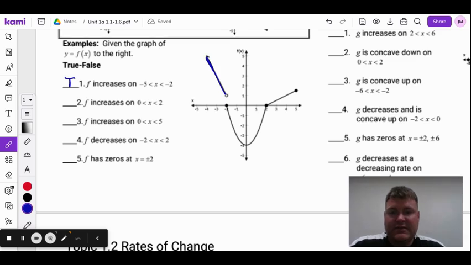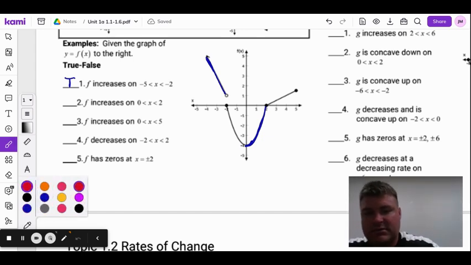f increases from 0 to 2. So it's going to be this part right here. Okay, actually, I'll do that in a different color. I'll fix that.